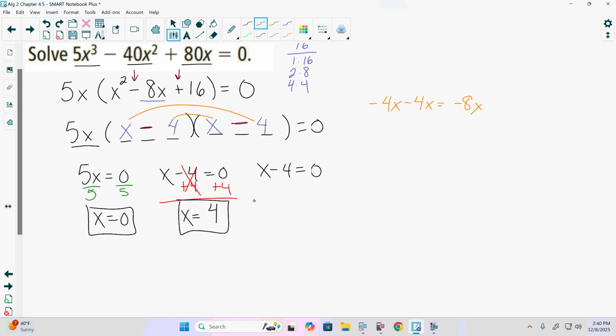Incidentally, we're going to do the exact same thing with the other one. Add 4 to both sides, and it tells us again that x is equal to 4. So x is equal to 4, x is equal to 4, and x is equal to 0. So 0, 4, and 4. So we have 3 solutions. Even if we do have repeated solutions, we do count them a part of the total number.